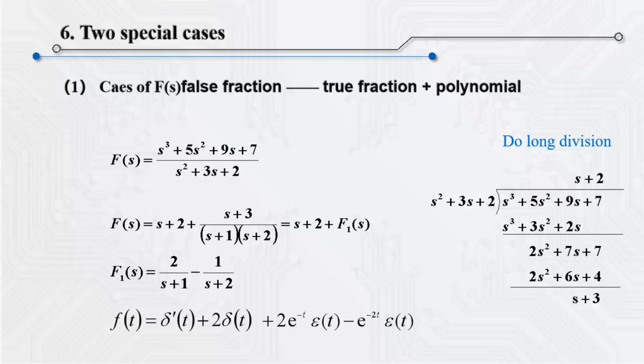F1(s) is then partially decomposed. Next, we will invert F(s). The original function corresponding to s is the derivative of the delta function, and the original function corresponding to 2 is 2 delta t. The original function of 1 over s plus 2 is known, so we can solve f(t). The final result is delta prime t plus 2 delta t plus 2 times e to the power of -t minus e to the power of -2t, times epsilon t. This is the improper fraction case.